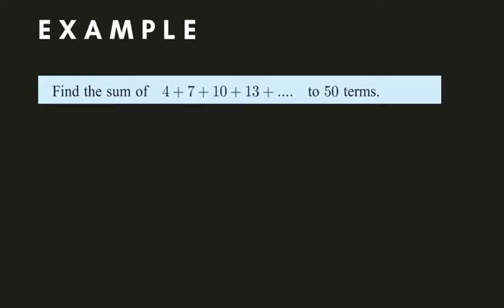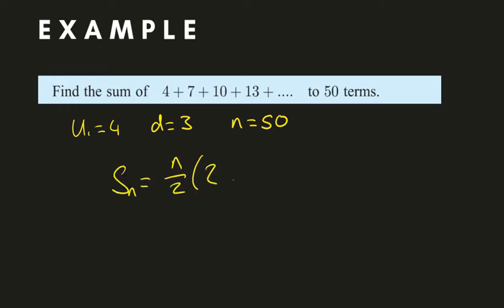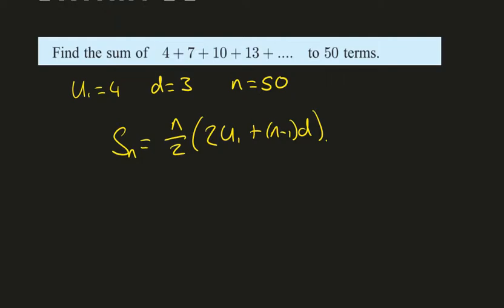We're going to find the sum of a series, 4 plus 7 plus 10 plus 13, and we're looking for 50 terms. So let's start by writing down what we know. u1 is 4. I can see the common difference there, look, is 3, and it's 50 terms, so n is 50. And I've got a formula that contains all three elements in it. Sn is equal to n over 2 (2u1 plus (n minus 1)d), as we've just found out.